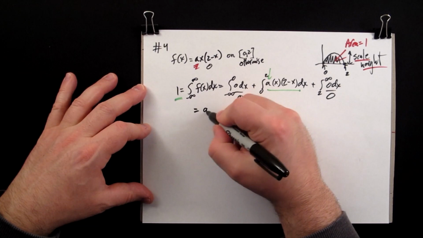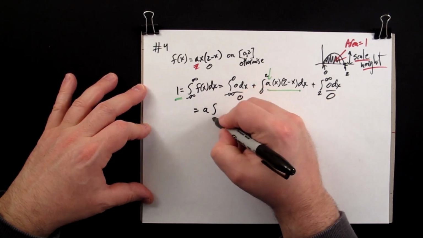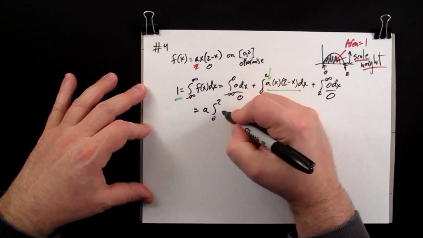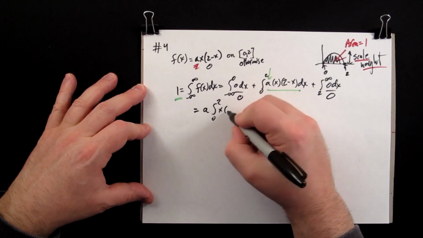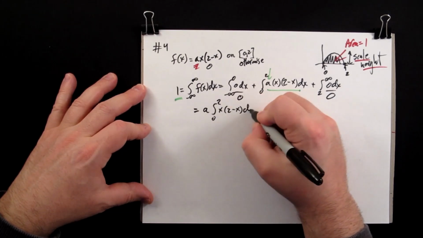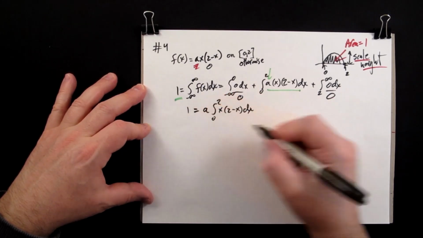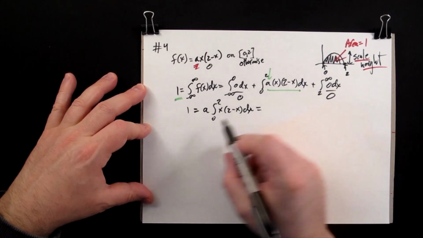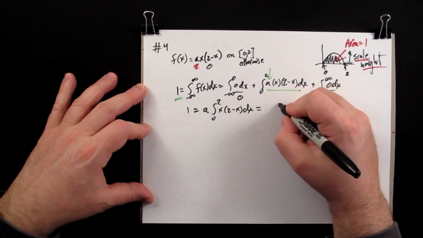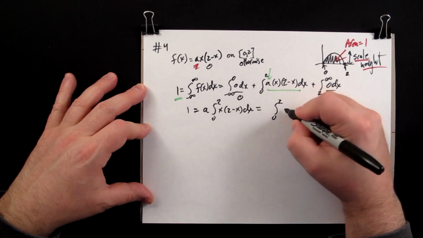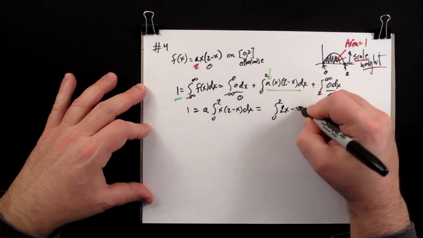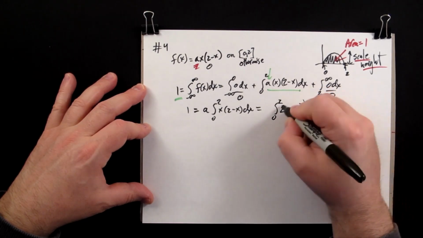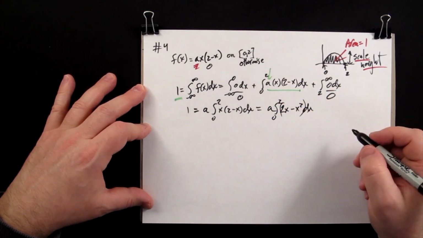Okay, the best thing to do is actually pull a constant out, so that we're then just dealing with x times 2 minus x dx. And then, again, that has to be 1. So distribute that. So we have 0 to 2, x minus x squared dx. So we want to find the antiderivative of that. We have the coefficient in the front.